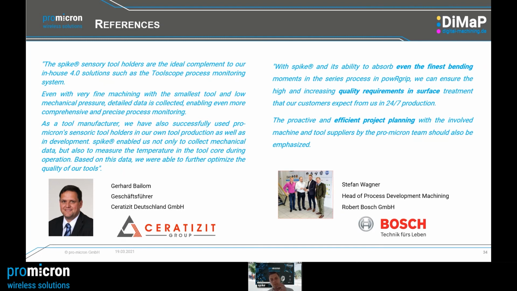The Bosch company also has high quality requirements in the surface treatment in their 24/7 production. Here they face smallest forces in the operations and sporadic mistakes. And with Spike and a sensor solution based on a power grip tool holder, we have customized a solution which is perfect for this requirement. And we are also proud of the feedback which we got from Bosch, that not only the solution itself, but also the efficient project planning from us as company Pro-Micron with the other partners to bring in a solution and not only one system was really emphasized by Bosch. Thank you very much here from that side.